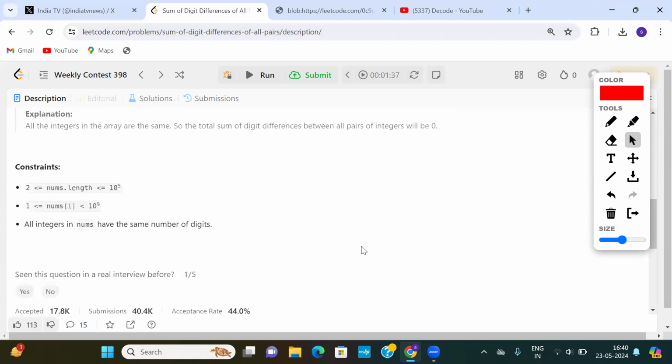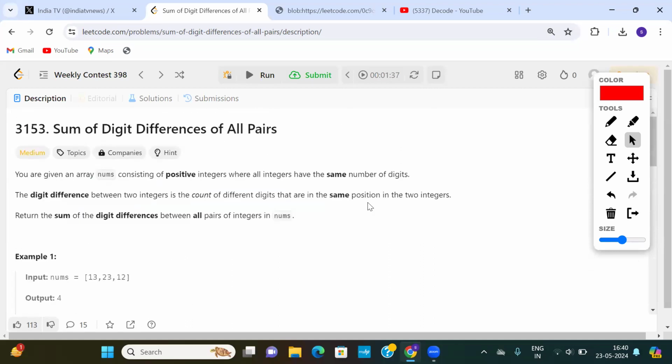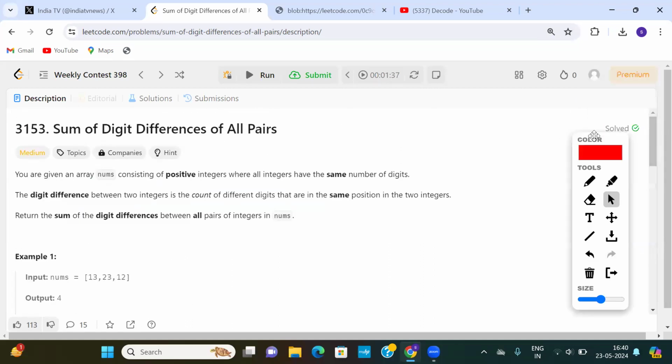Look at the constraints. It clearly says that nums is going to be less than 10 raised to the power 9. So the maximum value can be 10 raised to the power 9. It means it can consist of a maximum of 10 digits. One number can consist of a maximum of 10 digits, right? So what we have done in this particular thing is look at the code.